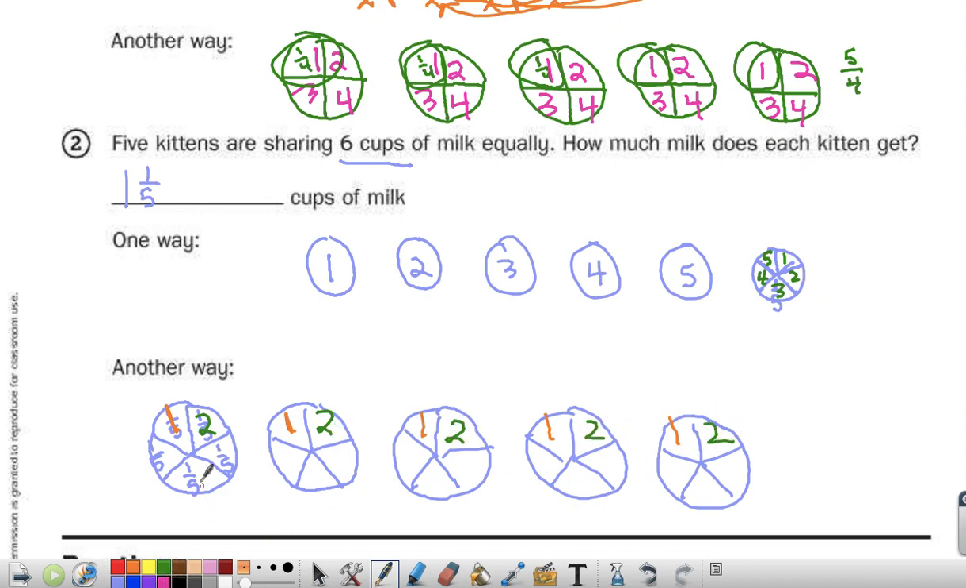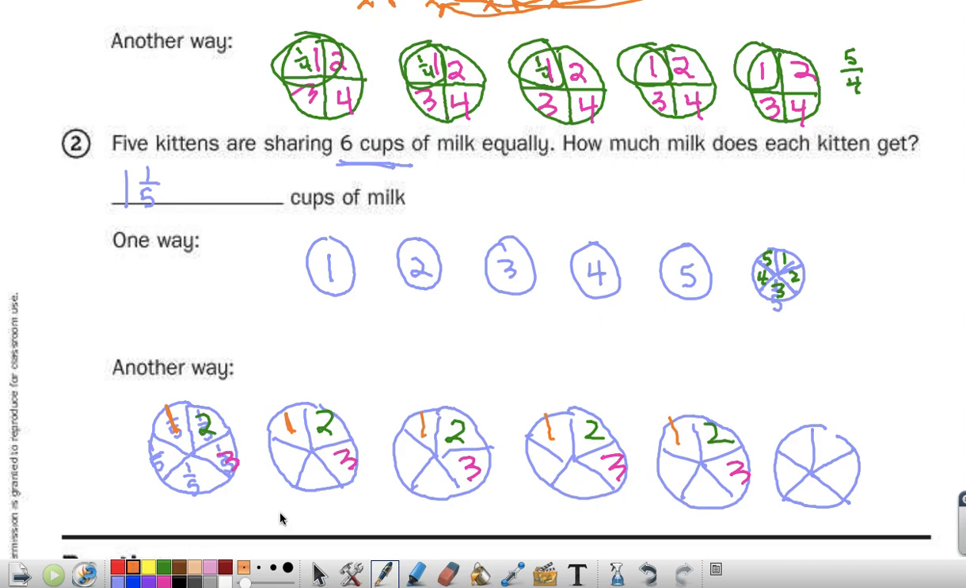Kitten three would get 1/5 from each cup, and so on, so that each kitten would get 1/5 from each cup. I actually forgot to draw my 6th cup here. 1, 2, 3, 4, 5, 6. There we go. 6 cups.